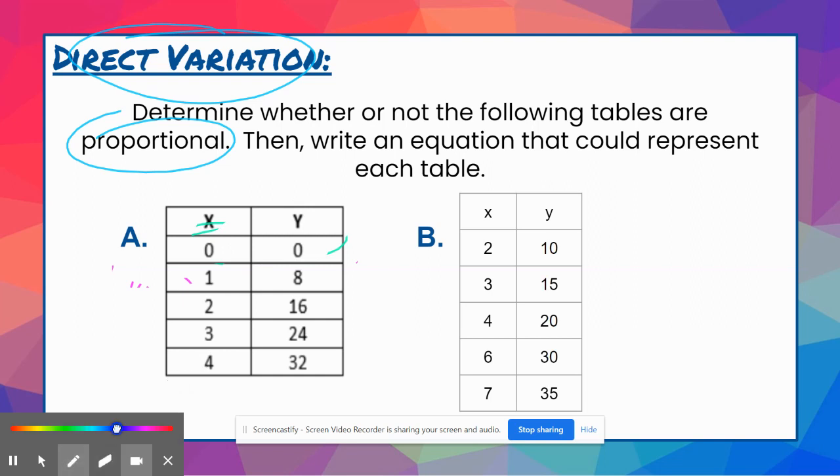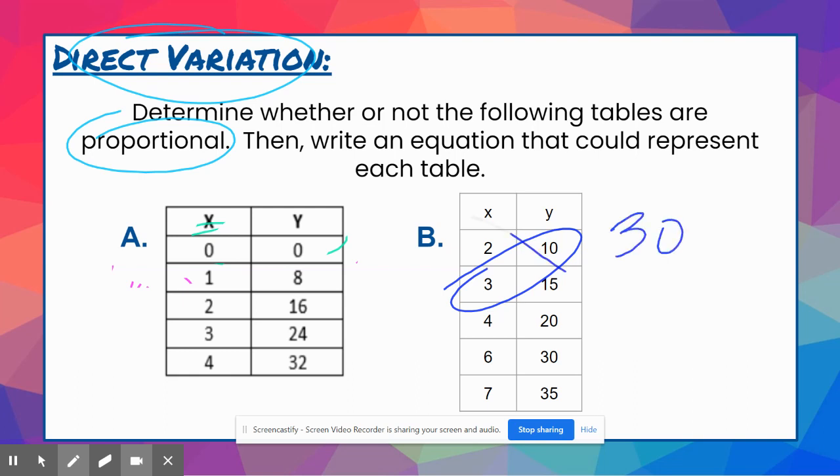The second table, again, we can do cross products. 3 times 10 is 30. And 15 times 2 is also 30. So I can tell that both of these are proportional.